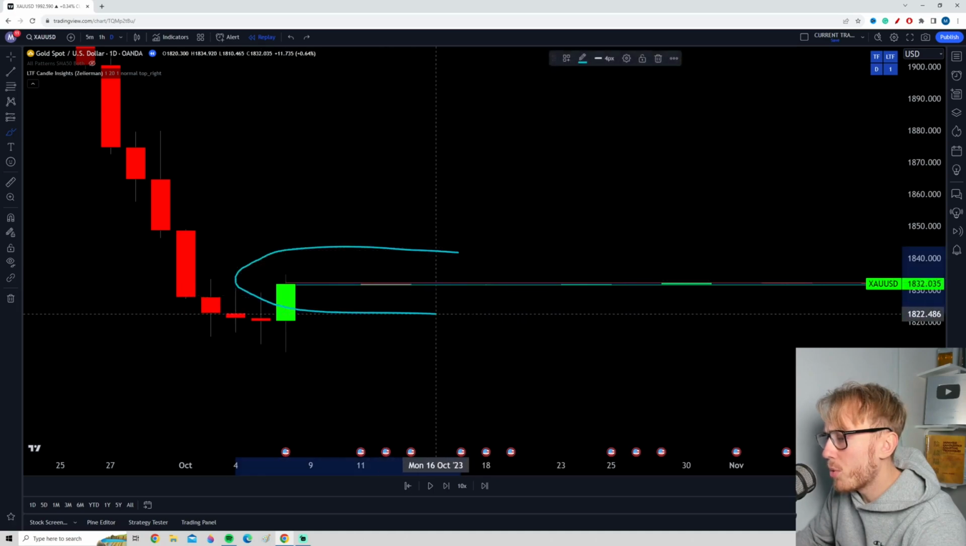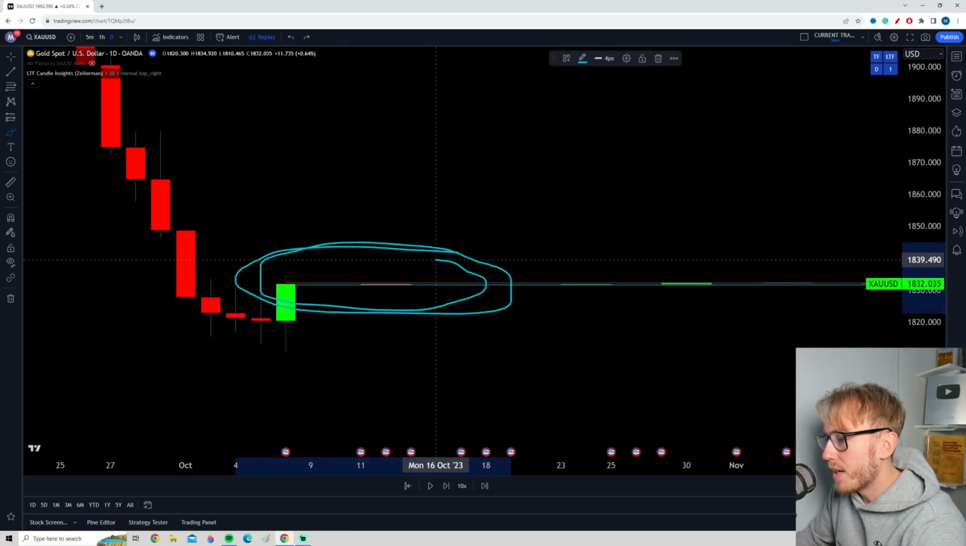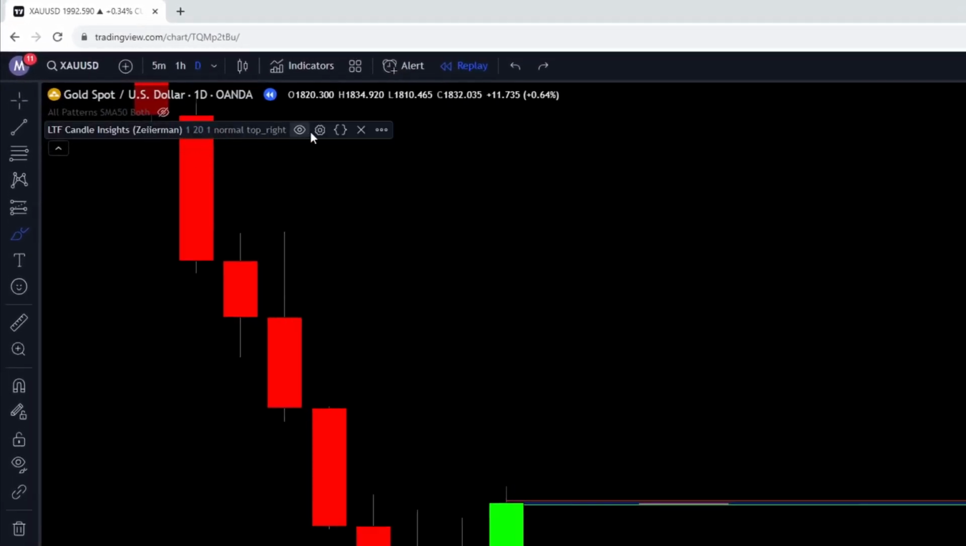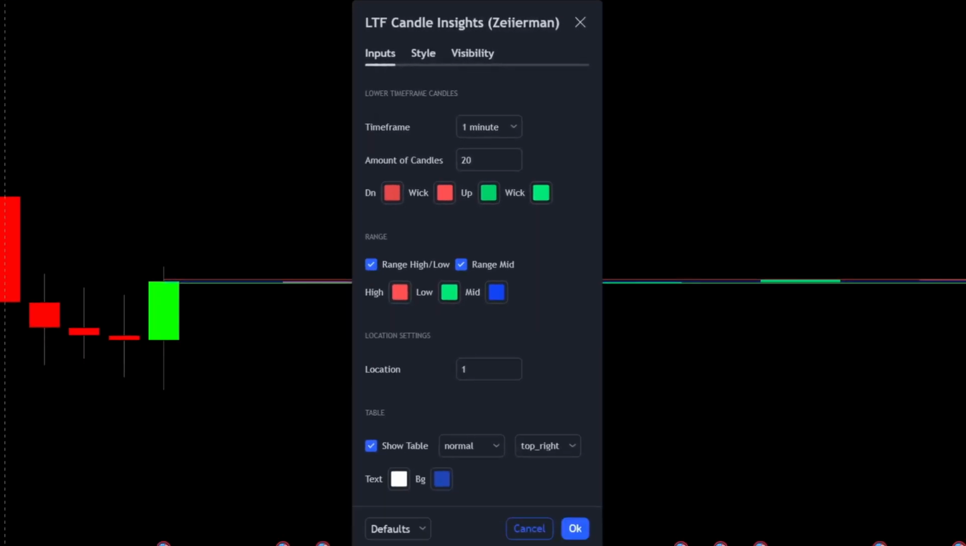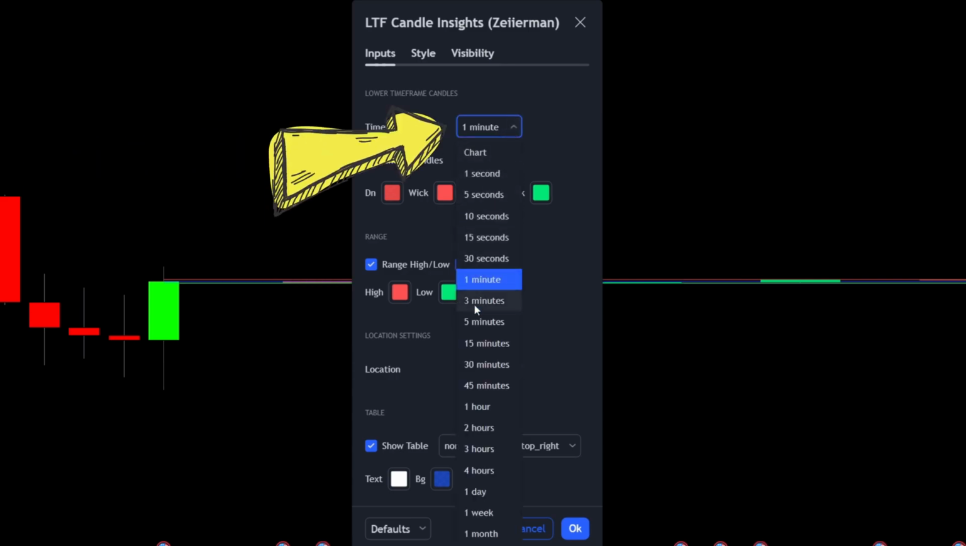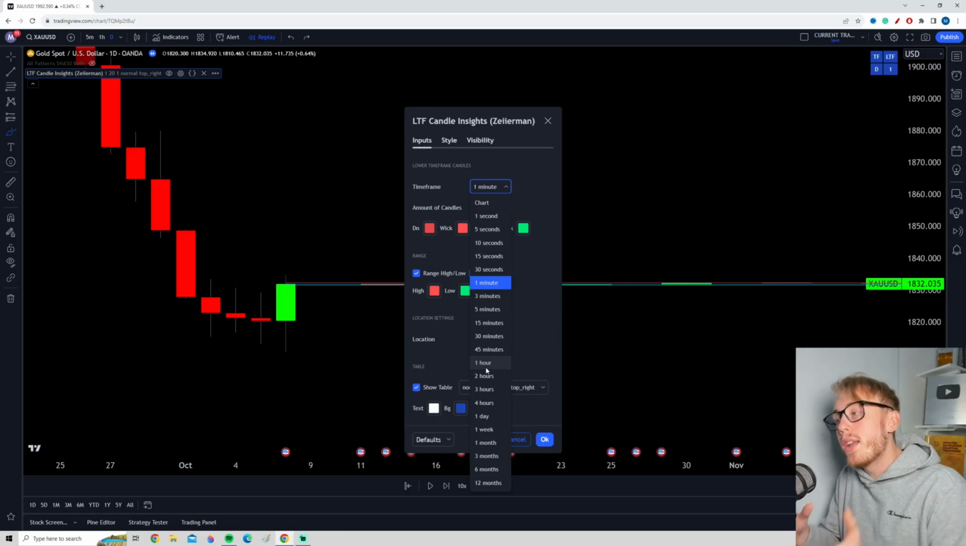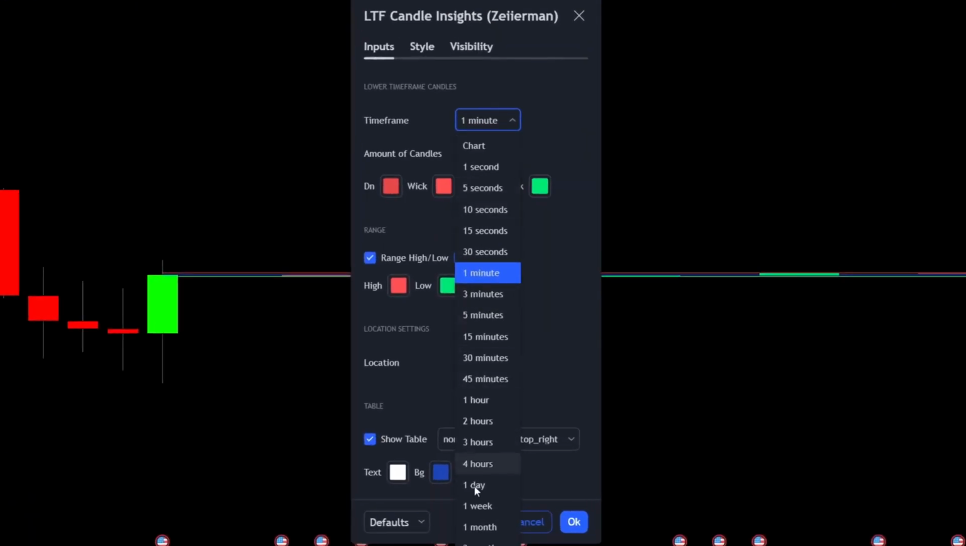But when you first open up the indicator, it will pretty much be unusable. So what we need to do here is go up here to the settings tab and change the settings of the indicator. Here on the settings tab, there are a few important settings we need to change. And one of the most important settings here is the time frame setting. So what this indicator basically does is that it allows us to analyze the current candle but on a lower time frame. And the first setting here is what time frame we want to choose.